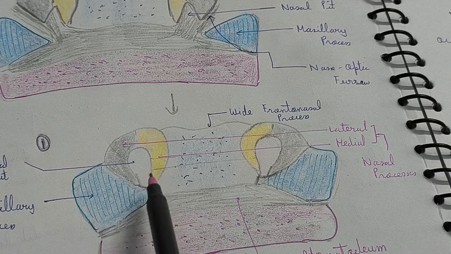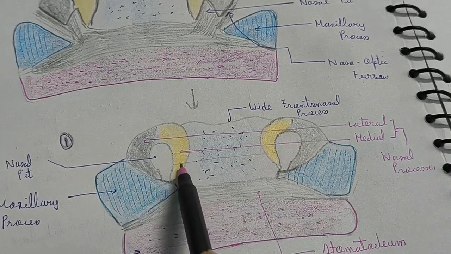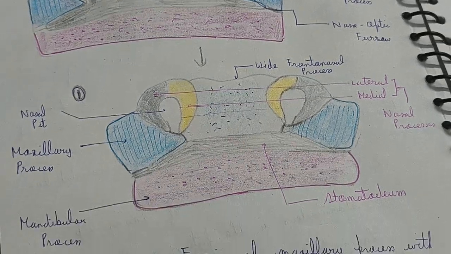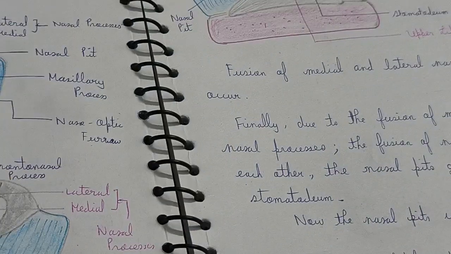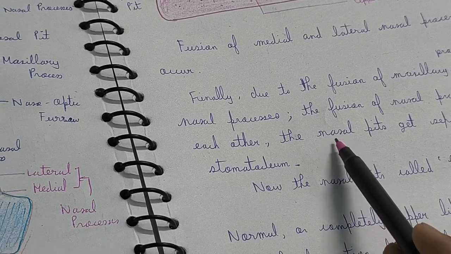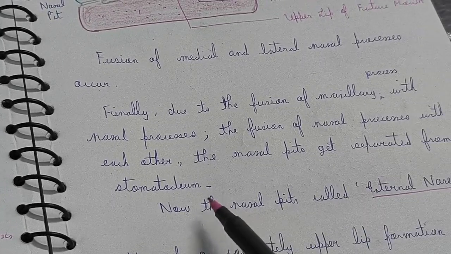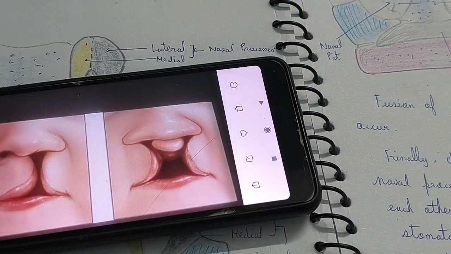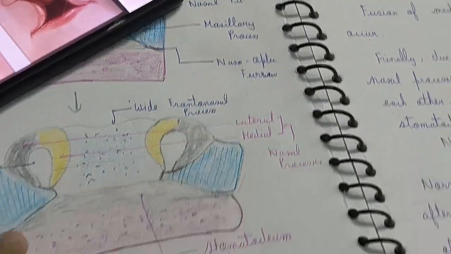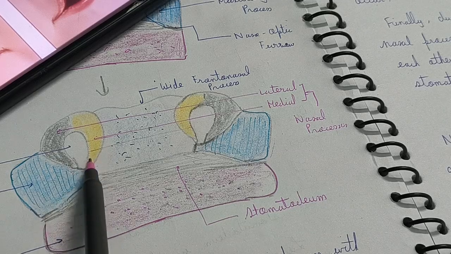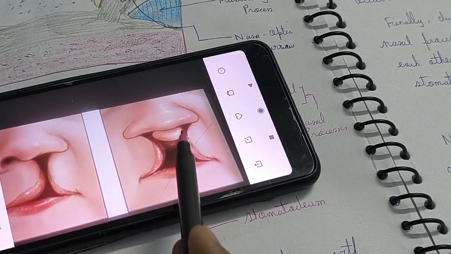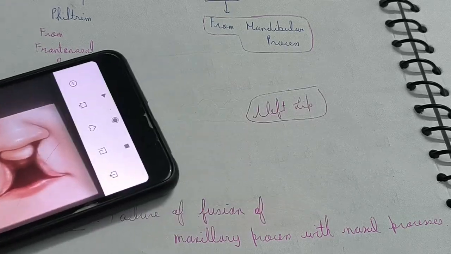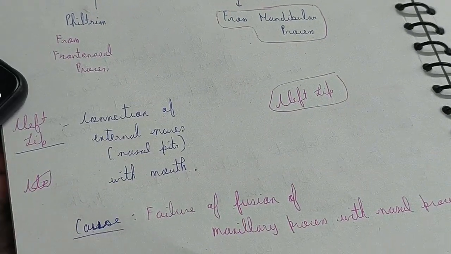Why? Because the fusion of the maxillary process with the medial and lateral nasal processes doesn't occur. If this fusion doesn't occur, the nasal pits don't get separated from the future mouth. Therefore, due to the failure of fusion of the maxillary process with the medial and lateral nasal processes, there is cleft lip, basically a connection between the external nares and the mouth. So friends, this is known as cleft lip.